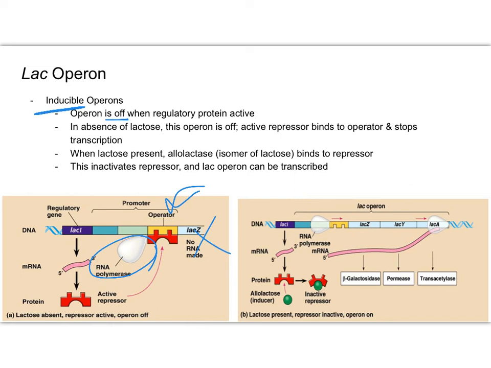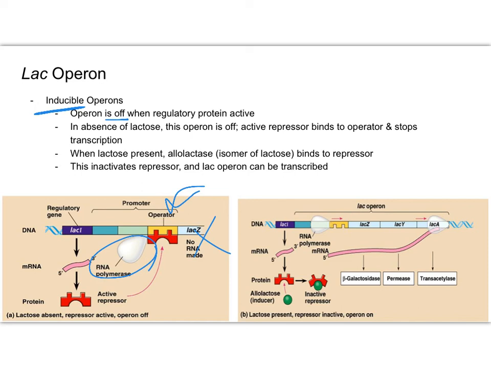So in the absence of lactose, so when there is no lactose sugar available, this operon is turned off. I don't need to make lactase if I'm not consuming any lactose, right? That's a waste of my resources to be making these enzymes if I don't need to break this substance down. So if no lactose is present, this operon is going to be turned off, and the active repressor is bound there to the operator, stopping transcription.